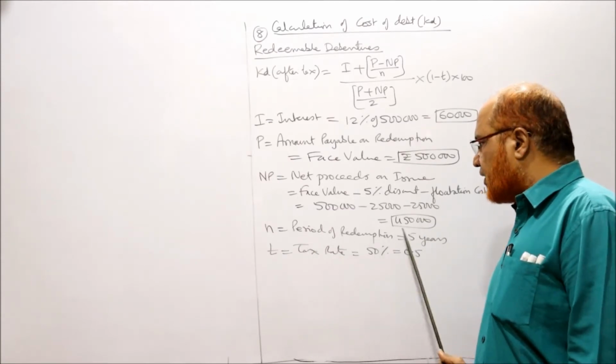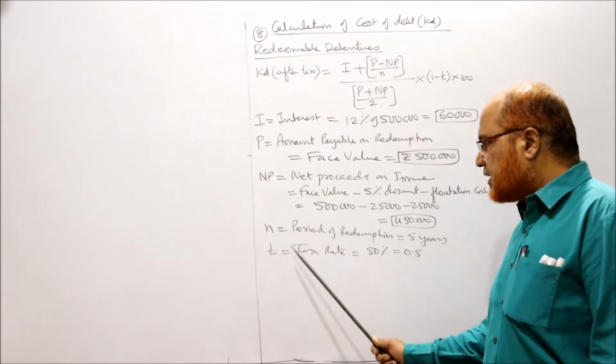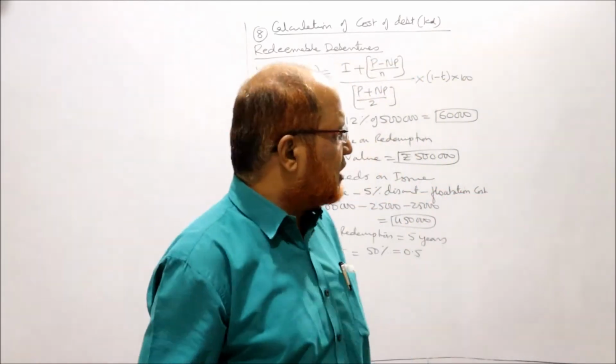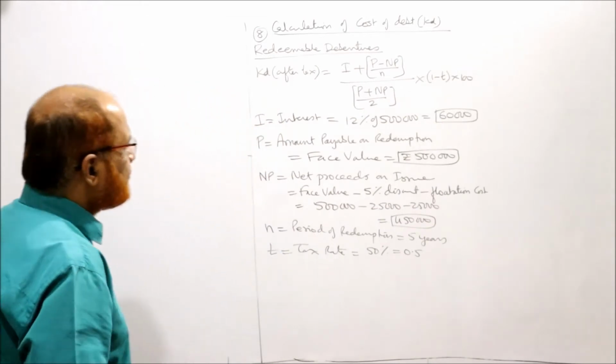N means period of redemption, 5 years given. Tax rate is 50% given. Now we substitute the values in the given formula.